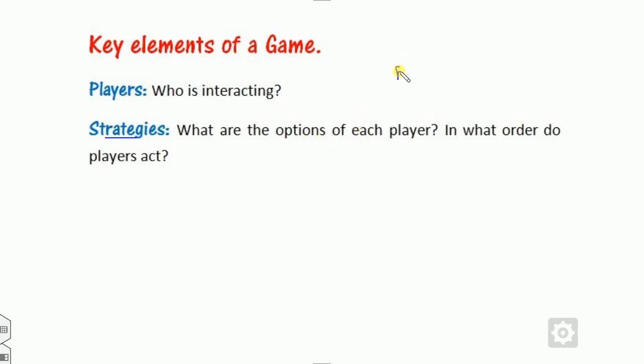For example, if this is my player A and this is my player B, I just consider two players only. Player A opts for some steps or some strategies. I call this A1, this A2, this A3. That is, player A chooses from three steps. Similarly, player B has certain steps. It may be 3, it may be less than 3, or it may be more than 3.